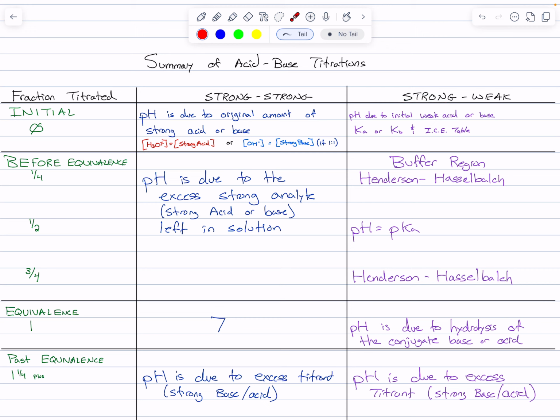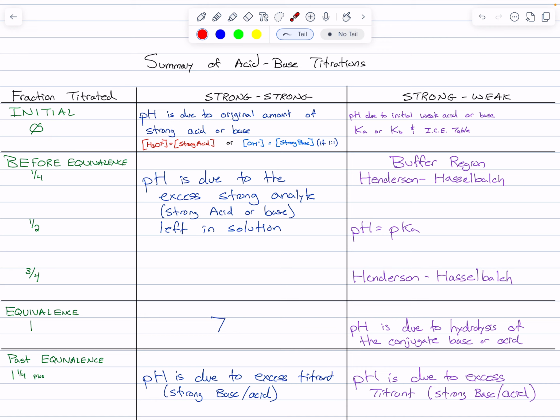Now, most of the examples we do, the strong base is the titrant, which is in the burette, and the acids are in the flask, the analytes. But it works either way, okay? So the initial, before anything from the burette is delivered to the flask, we're set up, what's the initial pH of the analyte solution?